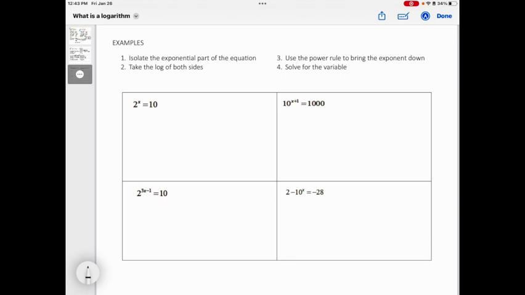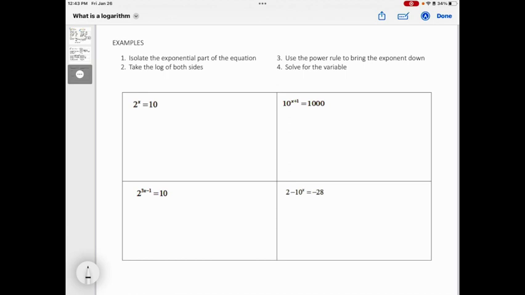Now, an exponential equation is when you have the variable that you're trying to solve for in the exponent. So in this first example, 2 to the x is equal to 10. This is considered an exponential equation because the x, what we're trying to solve for, is in the exponent.